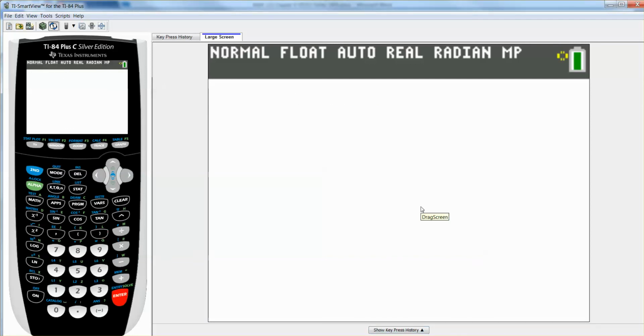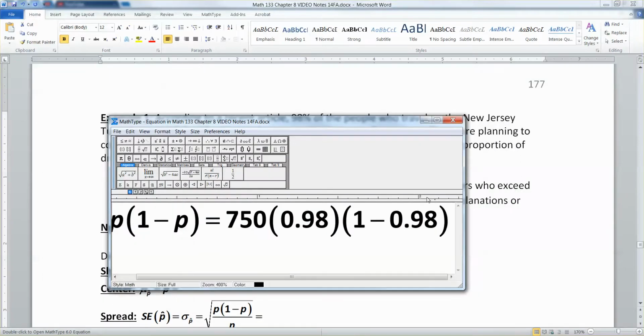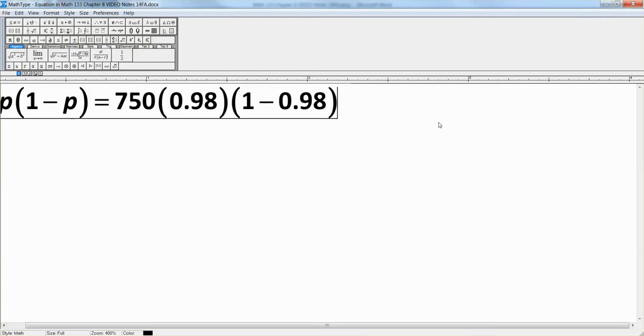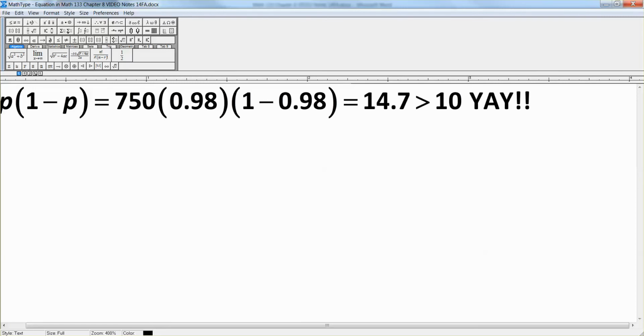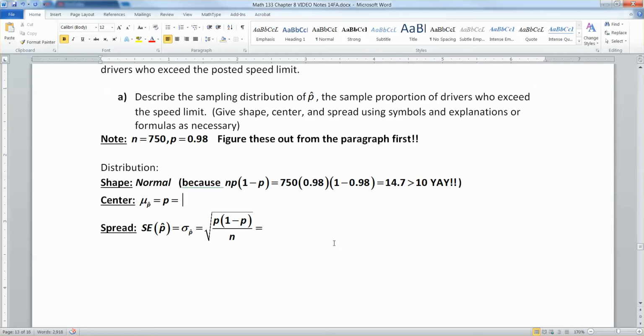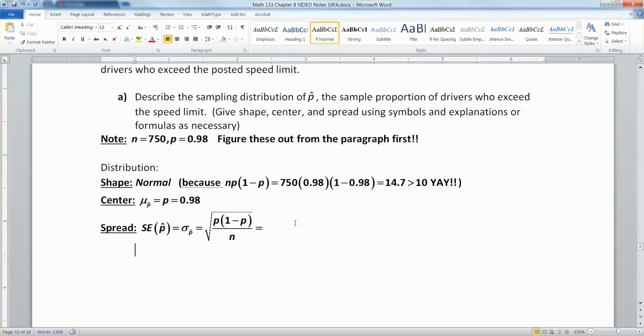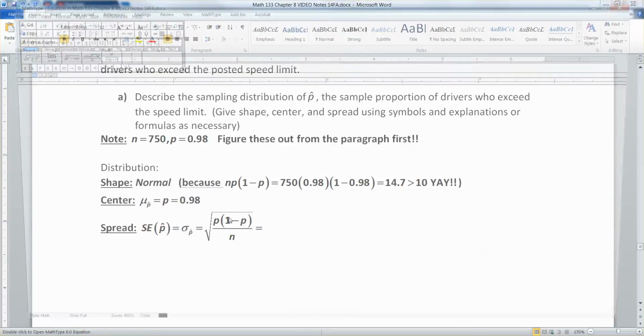There we go. Now I got it. It's 14.7. All right, so this is 14.7, and that is bigger than 10. Yay, right? We need it to be bigger than 10, otherwise it's not going to be any good to us. So we just proved that it's bigger than 10, therefore this distribution is normal. Now the center of the distribution is 0.98 because that's what your p-value was. So that's done. And then the difficult one.